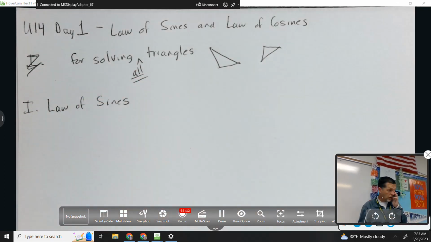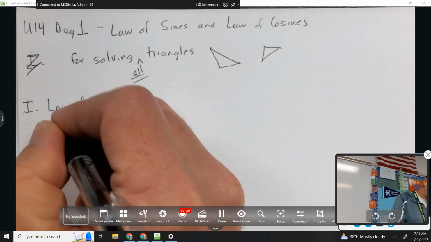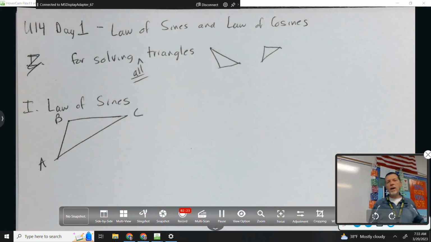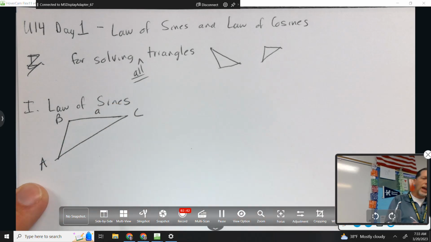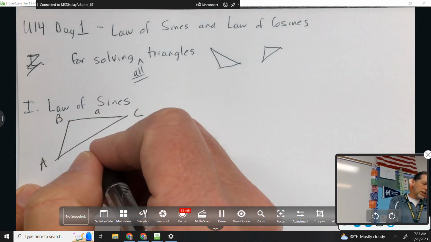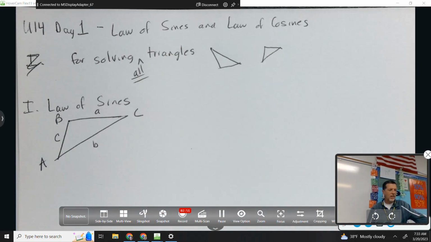So Roman numeral 1, law of sines. Let's draw some random looking triangle. It does not matter what your triangle looks like because law of sines works for all triangles. So there's any triangle you like, triangle ABC. Across from angle A is side A. Across from angle B is side B, and across from angle C is side C.